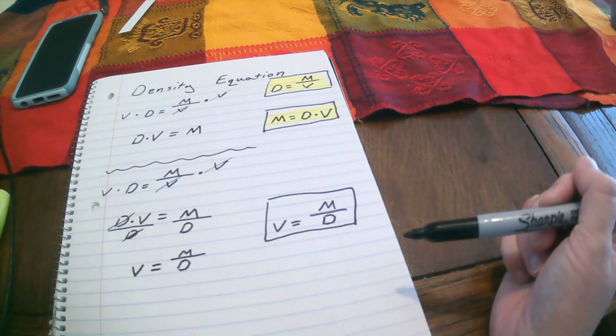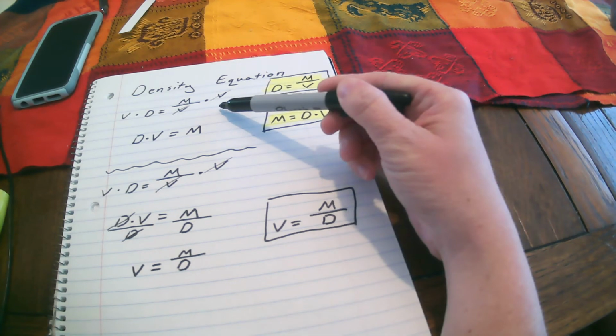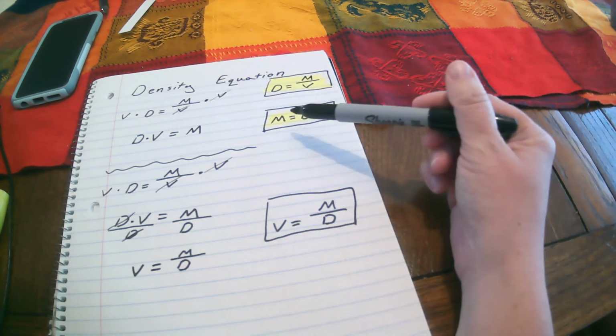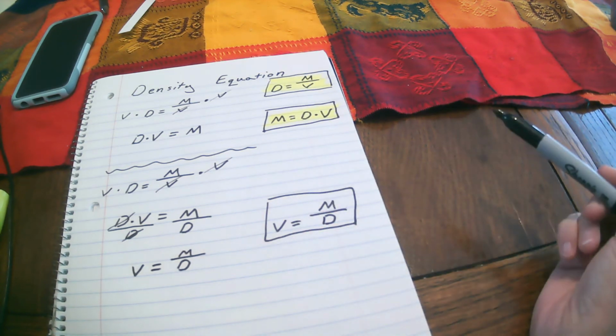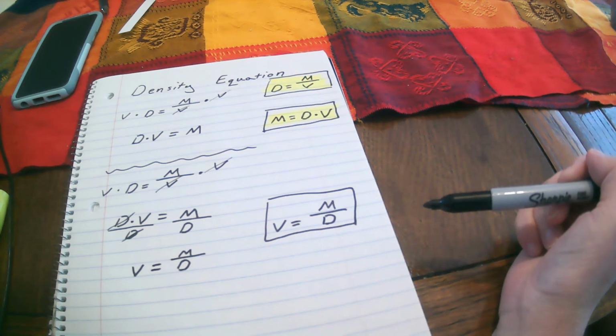Again, we didn't really change anything. I didn't create any new formulas. I didn't add any new variables. I just rearranged the variables that we were given so I could isolate either mass or volume. But this all came from the exact same equation, the density equation that we started with.